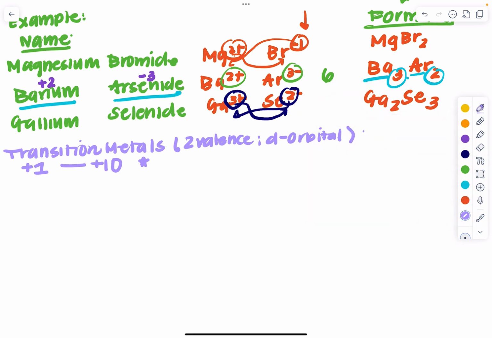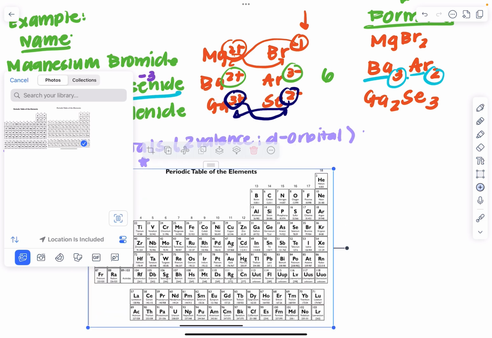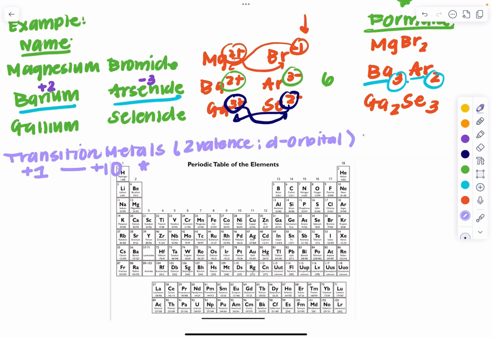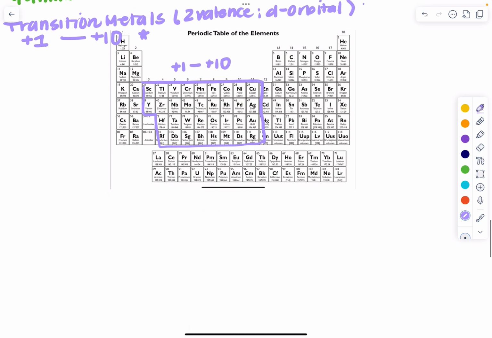It all just varies. We name transition metals the exact same. Oh, sorry, let me pull up a periodic table so that I can show you. Transition metals are this block in here. And remember that we don't account for the lanthanides and actinides. But all of these can have a +1 to +10. It's kind of unknown. If you're given a transition metal, you should know that because it's always going to be +1 to +10, it's always the cation. Okay? So it's always going to come first, so we never have to change the name.